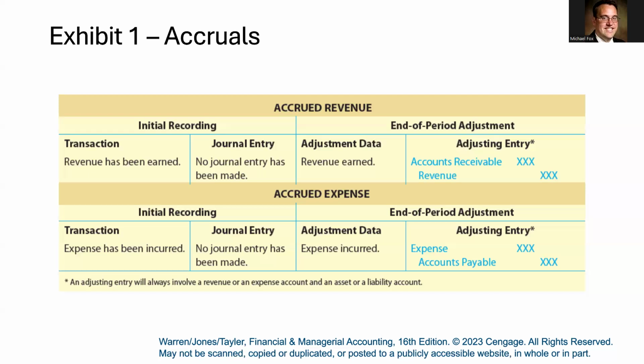All right. So let's talk about accrued revenues and accrued expenses. An accrued revenue is where our revenue has been earned.